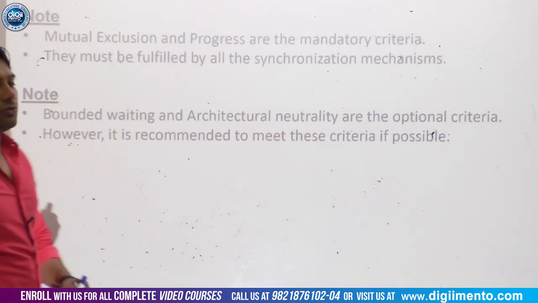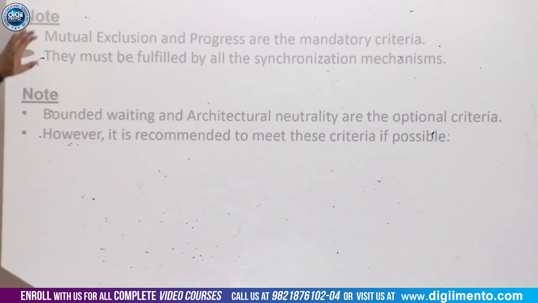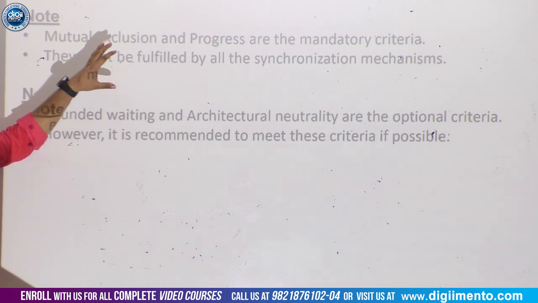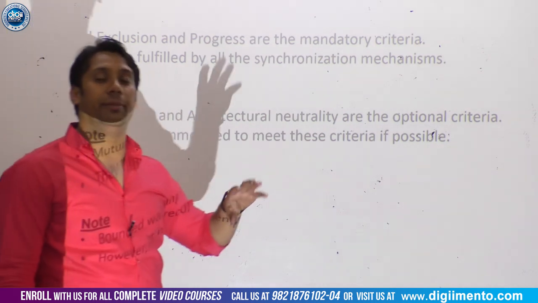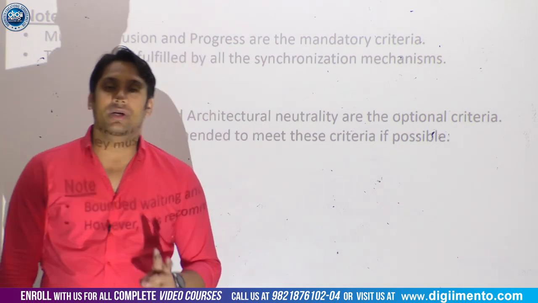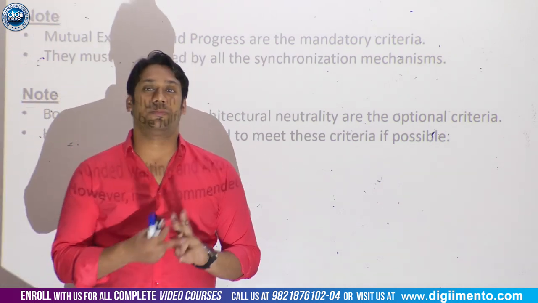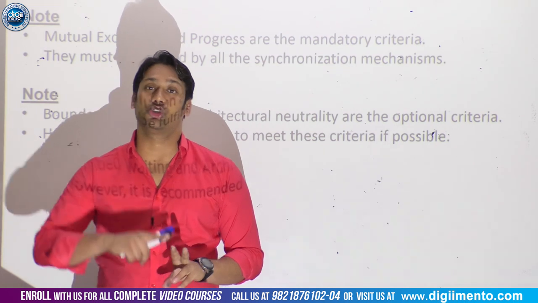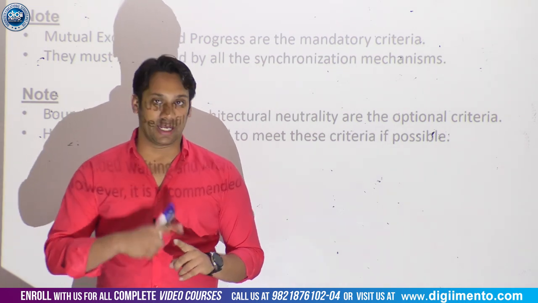Now, out of all these four cases, mutual exclusion and progress are primary. They should be mandatory, and they are mandatory, and they should be satisfied. The first two cases, mutual exclusion and progress, should be 100% satisfied if you are going to provide any solution.